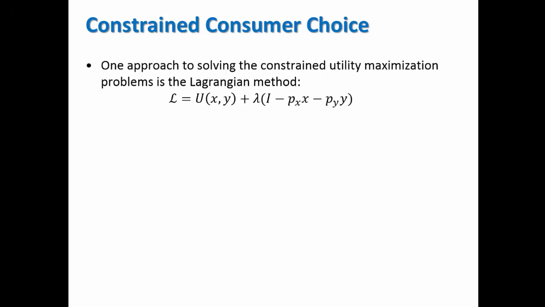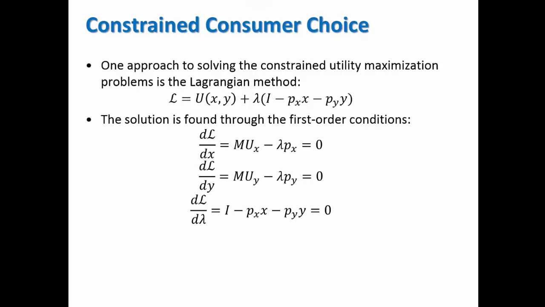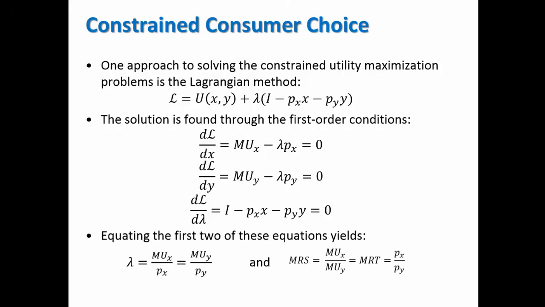So in summary, one approach to solving a constrained utility maximization problem is called the Lagrangian method, where you first set up the Lagrangian equation, then you take the first order conditions, and in doing that, you see that you get the same two results from the graphical approach. That one, at the best bundle, the optimal bundle, consumers get equal bang per buck from x and y, and two, at the optimal bundle, the indifference curve has a slope in absolute value that matches the budget line slope in absolute value.